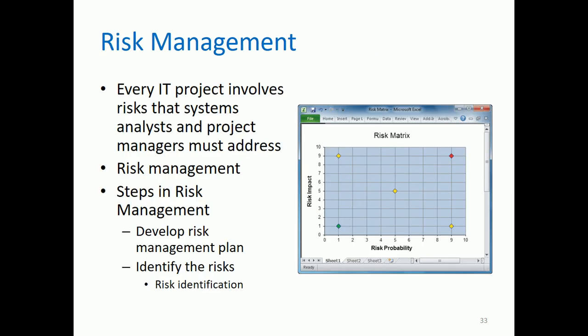Okay, next we have risk management. Every IT project involves risks that systems analysts and project managers must address. At one moment in a project, risks will always arise, so we need to have risk management. The steps in risk management are to develop a risk management plan and identify the risks, which is risk identification. So we have this risk matrix.